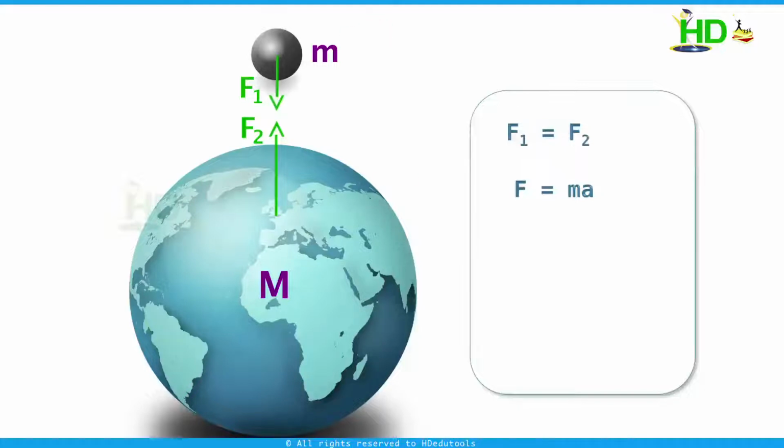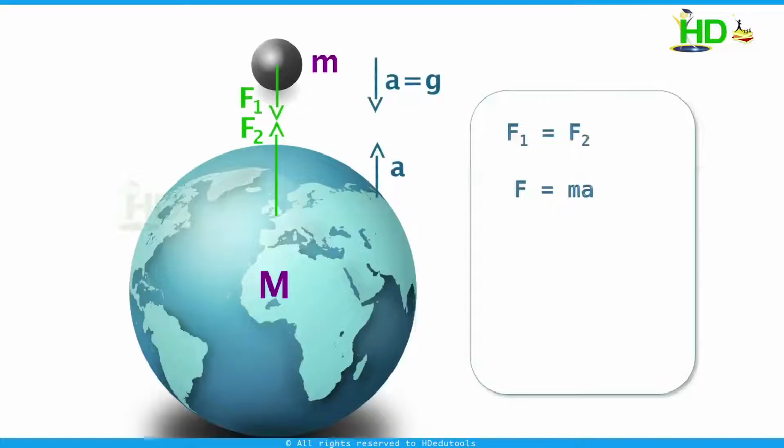At the same time, the earth also gets acceleration. But the mass of the earth is very huge. In the equation F equals ma, m is very large, and there is no change in F. Then what about a? The acceleration of the earth is very small, but the acceleration of this body is more, and it moves with some acceleration towards the earth. The acceleration gained by this body due to the attractive force of the earth, or due to the gravitational force, is called acceleration due to gravity, and its value is 9.8 meter per second square.